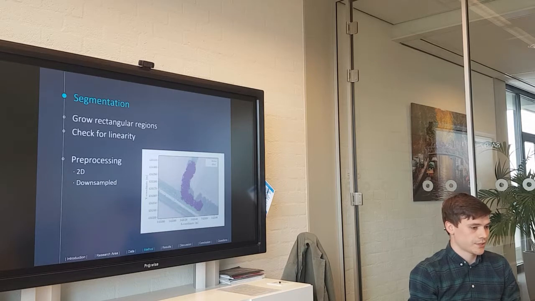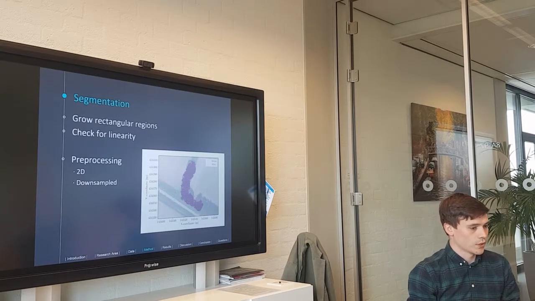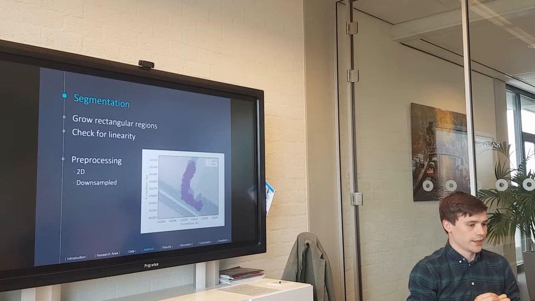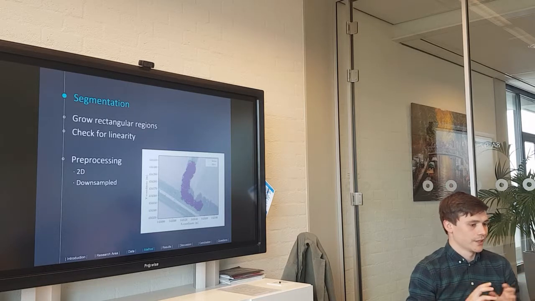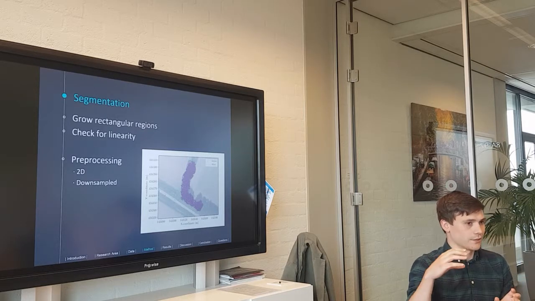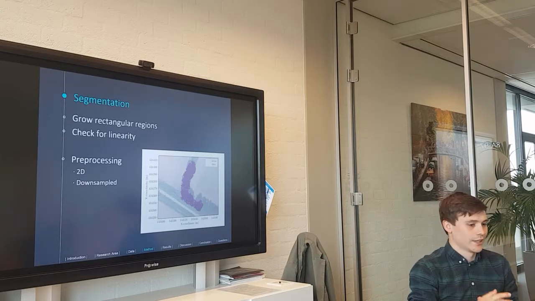Then after the classification we're going to segment, and I basically thought of an algorithm to do a region growing and add points as long as the region is still rectangular. And if we have a rectangular region, we can see by the length and the width if it's linear.